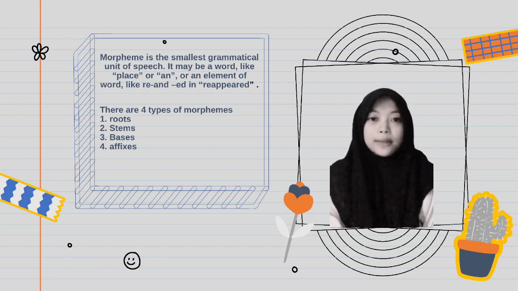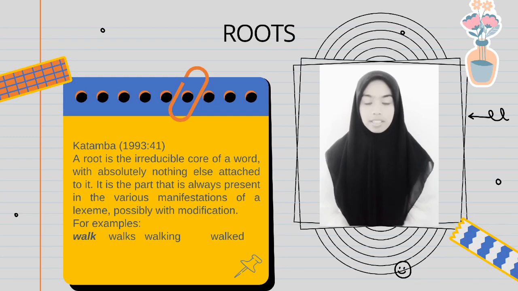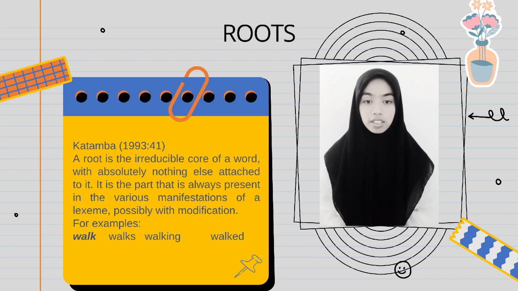Types of morphemes. There are roots, stems, bases, and affixes. For the first type, we will explain it basically. Definition of root. Katamba, 1993: A root is the irreducible core of a word with absolutely nothing else attached to it.